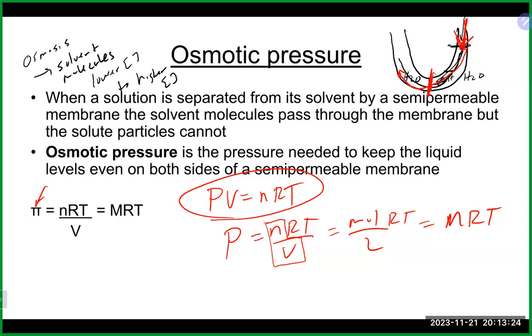So the more solute that you have dissolved in a solution, the higher the osmotic pressure is. The less solute, the less osmotic pressure. Pure water has no osmotic pressure because it has nothing dissolved in it. It's just water molecules basically there. Any questions on that there?